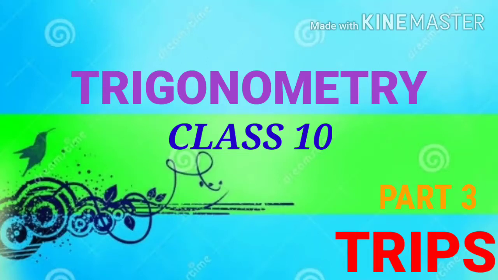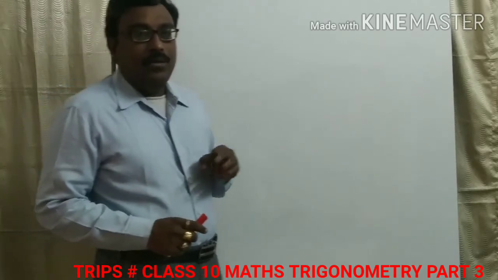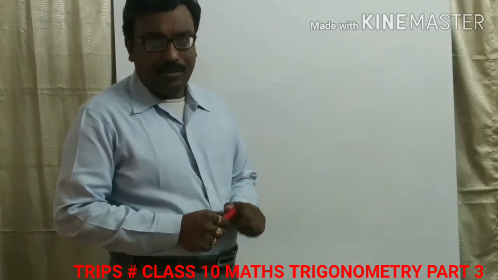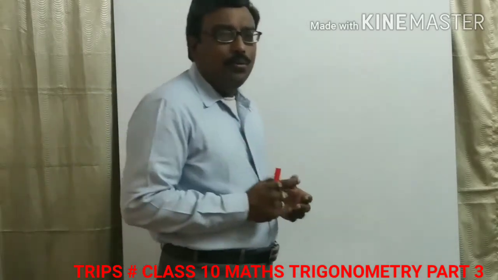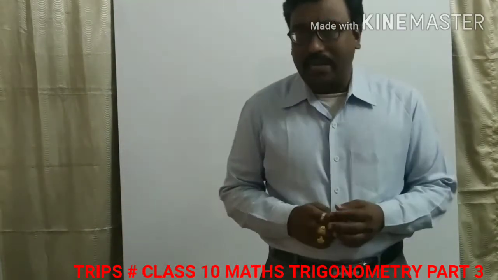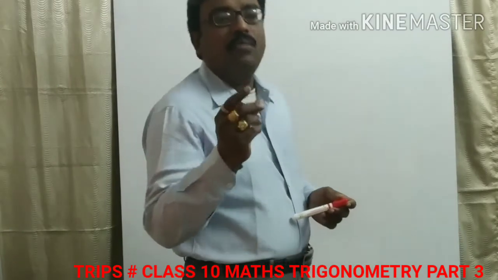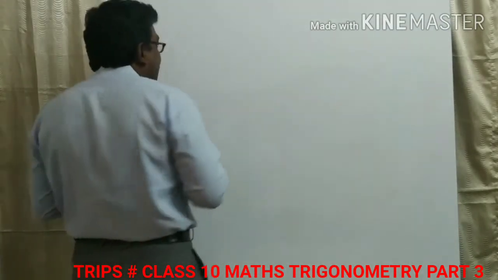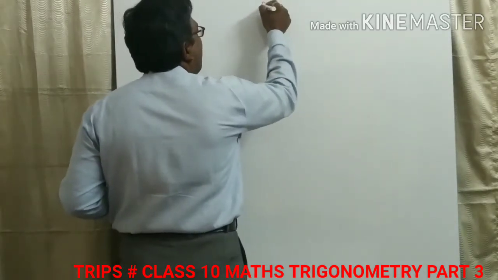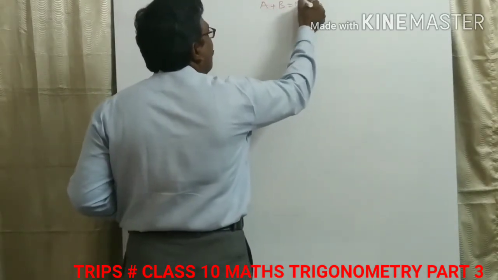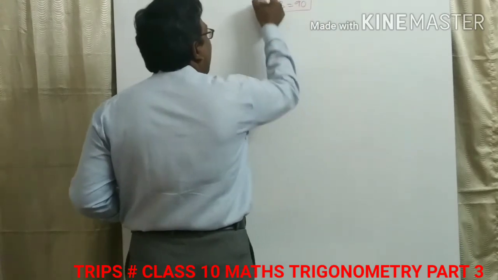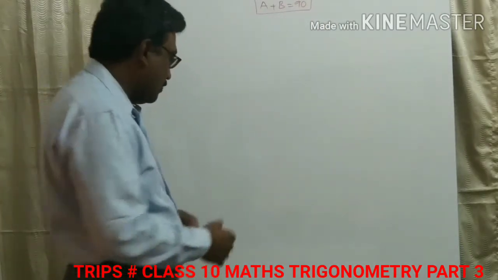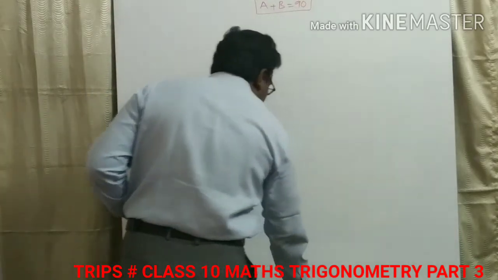Good morning, friends. Today we are discussing complementary angles. You know what is meant by complementary angles. A pair of angles whose sum is 90 degrees is called complementary angles. If A plus B is equal to 90 degrees, then A and B are called complementary angles. So that concept we will discuss now.